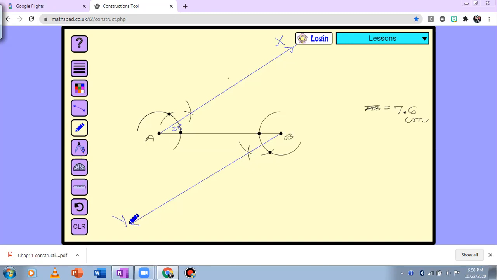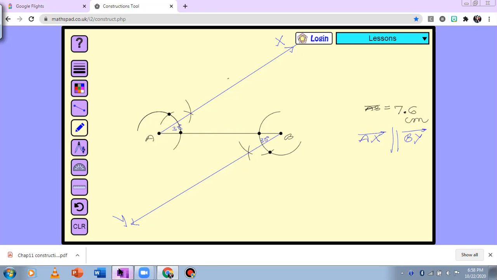Let's name this as BY. So this angle again is 30 degrees. What we have is the ray AX is parallel to the ray BY. This is the second step. And these have been obtained by constructing two equal angles at vertex A and vertex B.